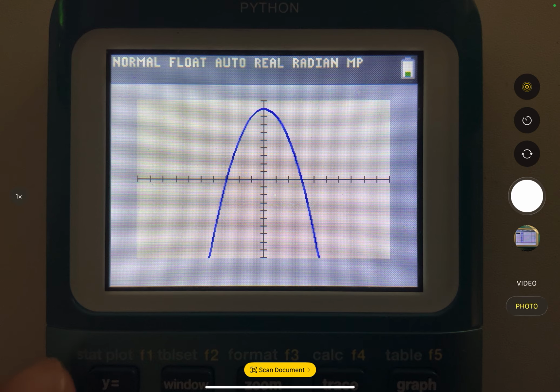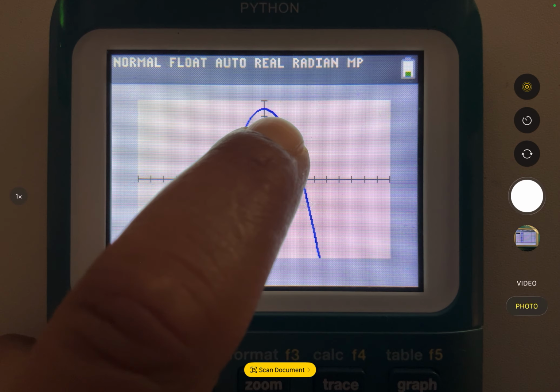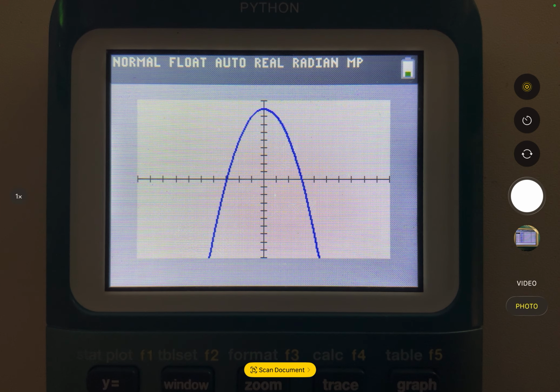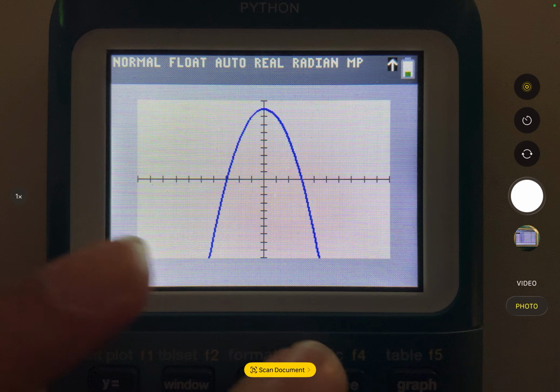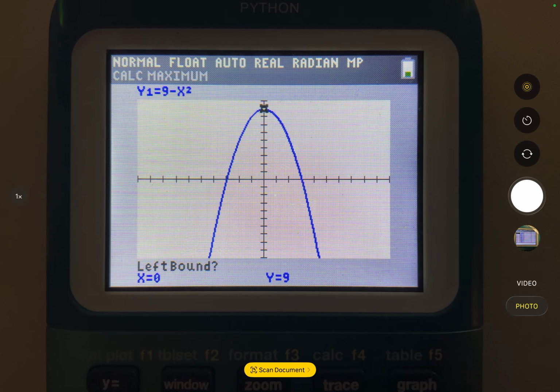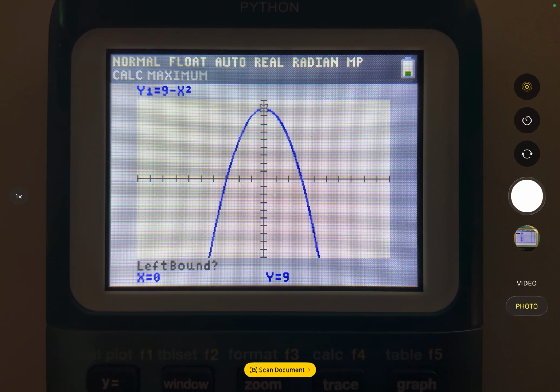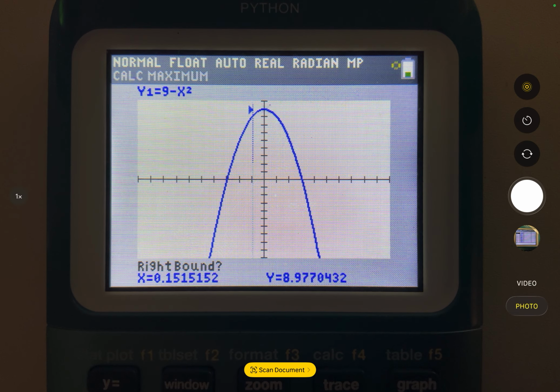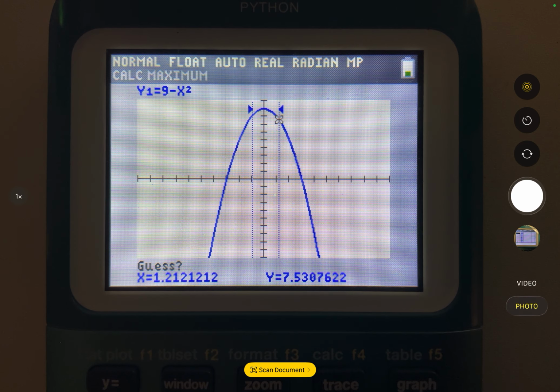Going back to my calculator, I need to find that vertex. How do I do that? What do I press? Not second graph. Second trace. This is a maximum. Okay. Now, our maximum is 0, 9 because our y-intercept and our vertex are the same thing. But let's go ahead and go through the steps just in case that doesn't happen tomorrow. So I go to the left side of the vertex, enter. I go to the right side of the vertex, enter, enter. And I get 0, 9.